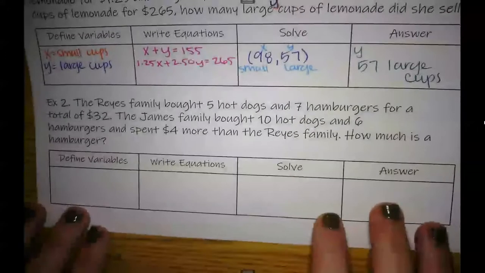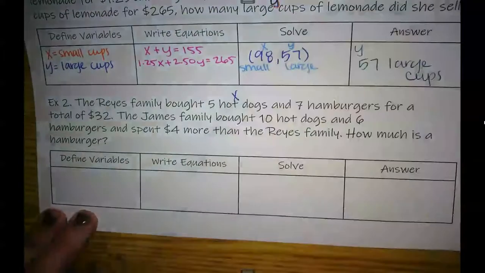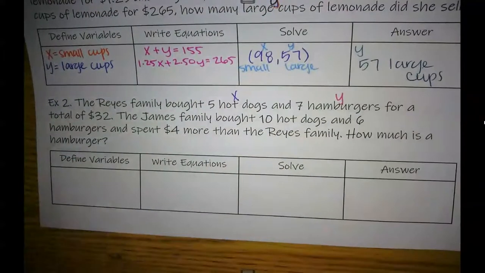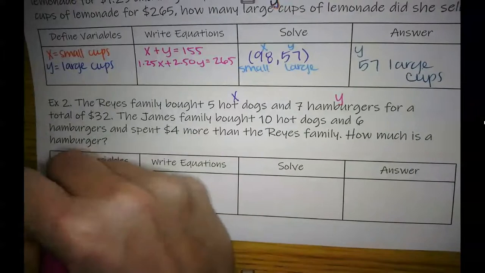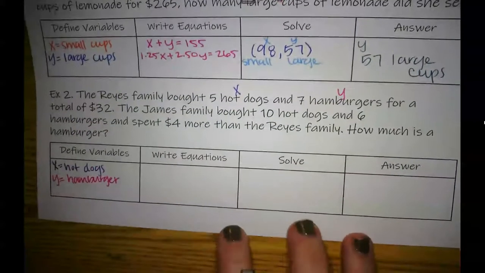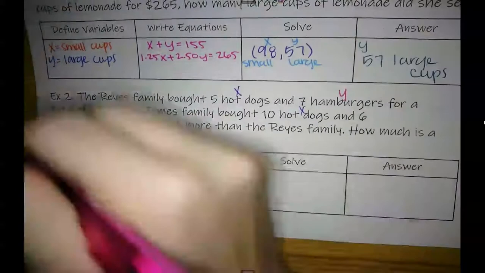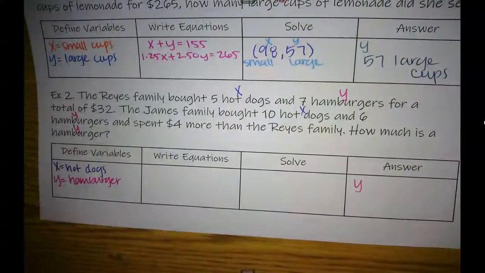The Reyes family bought 5 hot dogs and 7 hamburgers for a total of $32. The James family bought 10 hot dogs and 6 hamburgers and spent $4 more than the Reyes family. How much is a hamburger? All right, so we're dealing with hamburgers and hot dogs, so that's going to be our X's and Y's. So I'm going to let X be hot dogs and Y be hamburgers. X is hot dogs, Y is hamburgers, and we want to know how much is one hamburger. So our answer, we want to know the Y again.